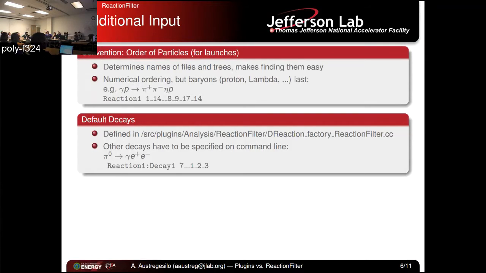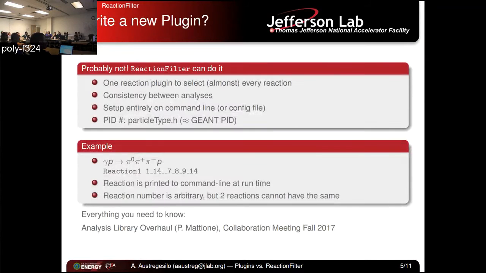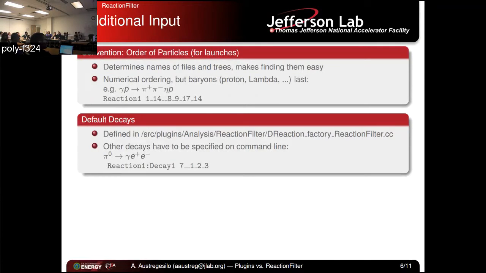Now, if you want to have a different, not the default decay, you have to specify it. And again, you can also specify it on the command line. For example, in this example here, pi 0, pi plus, pi minus, you don't want the pi 0 decaying into gamma gamma, like it's the default, and it's the biggest branching ratio, but you want it to decay into gamma e plus e minus. You just specify it here.